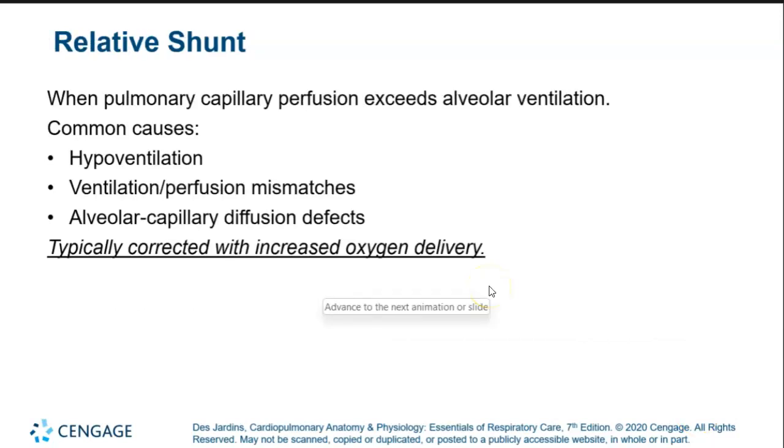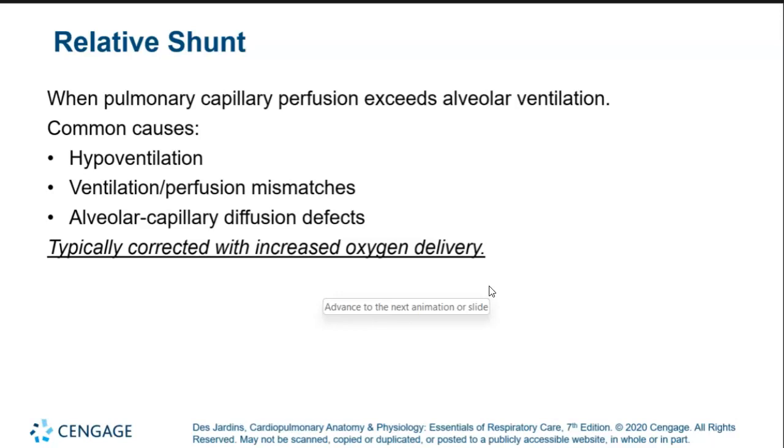Relative shunts are when pulmonary capillary perfusion exceeds alveolar ventilation. So I'm getting blood there, but my alveoli don't have oxygen, or enough oxygen. Some common causes of this would be hypoventilation, so I'm not breathing deep enough or fast enough. It can happen because of ventilation perfusion mismatches, so the amount of ventilation is decreased, my perfusion is increased, so I have that mismatch happening.